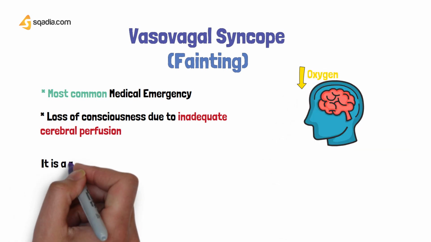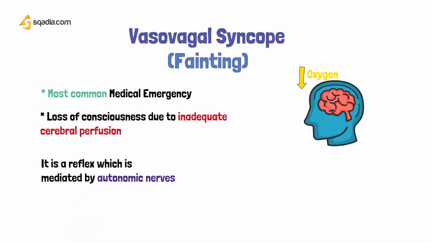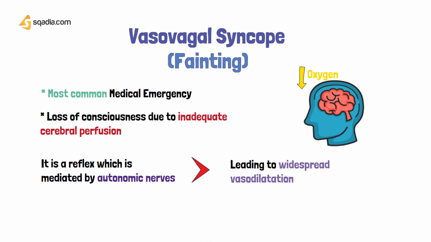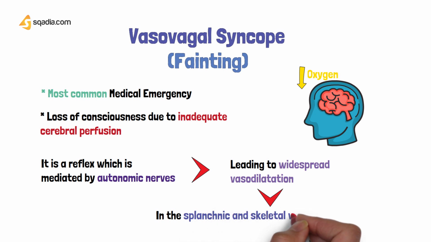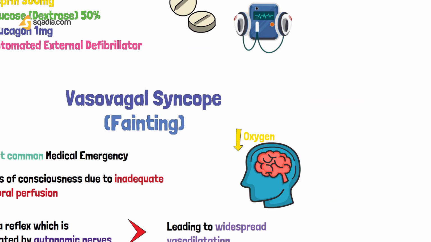It is basically a reflex which is mediated by the autonomic nervous system, and it leads to widespread vasodilation. Now, what this vasodilation does is that it causes splanchnic and skeletal vessels to be vasodilated, and it leads to bradycardia, and the cerebral perfusion, the oxygen supply to the brain, is diminished.